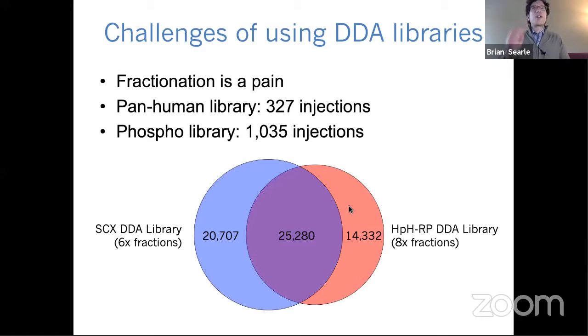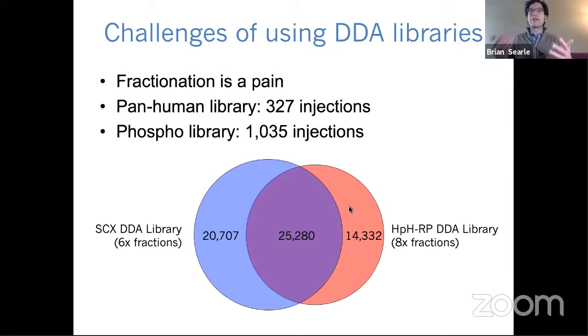So in terms of DDA libraries, if you're going to do a massive amount of fractionation, it can be a lot of work. So for example, the pan-human library actually used over 300 injections to generate. Our phosphopeptide library had over 1,000 injections to cover the human phosphoproteome. So a huge amount of data generated from these types of measurements.